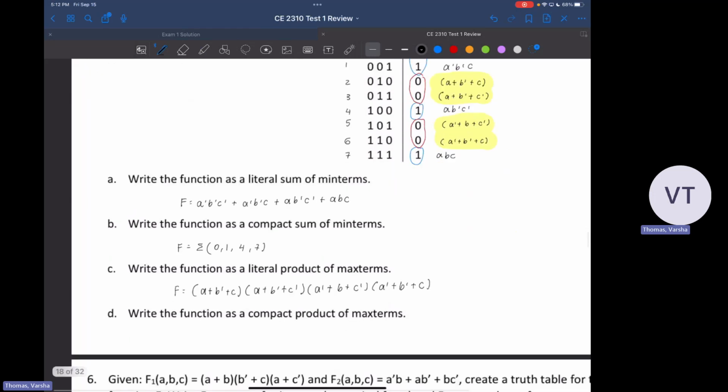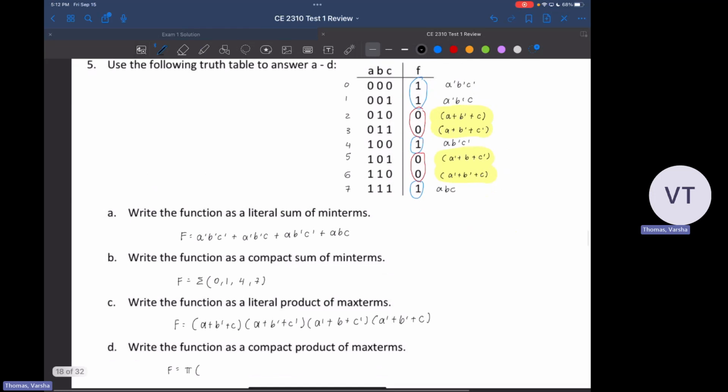Okay. For compact product of maxterms, it's the exact opposite. So we have the pi symbol, and now we're looking at the red circles where it's equal to 0. So we have 2, 3, 5, and 6. So you have to make sure these two should not be sharing any numbers, because an output cannot be both a minterm and a maxterm. It can only be one. So you should be including every single number, but they should be split up. None of them should be repeating.